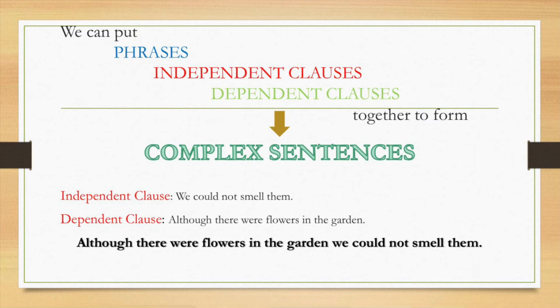But not everything is lost. We can put together phrases, independent clauses, and dependent clauses to form complex sentences. "Although there were flowers in the garden, we could not smell them." That's the joint of an independent clause plus a dependent clause.